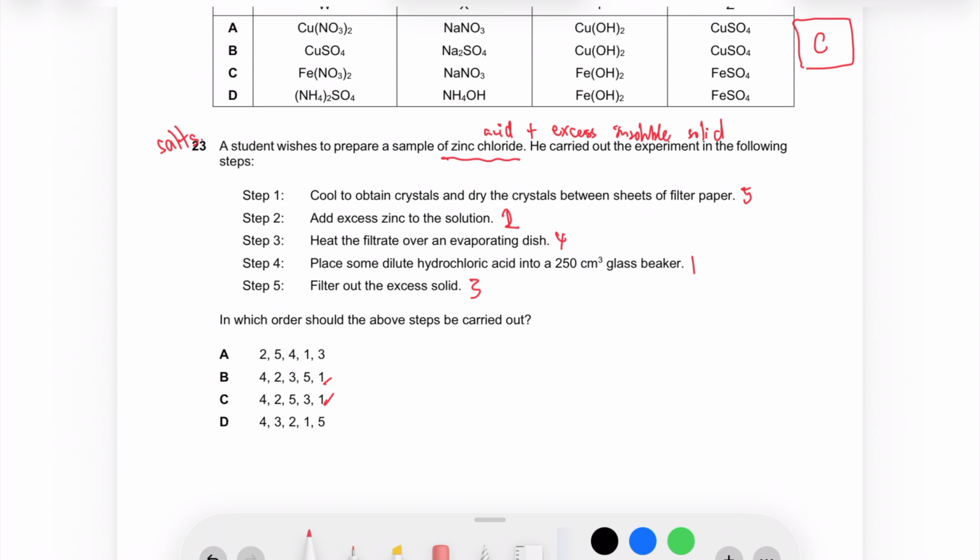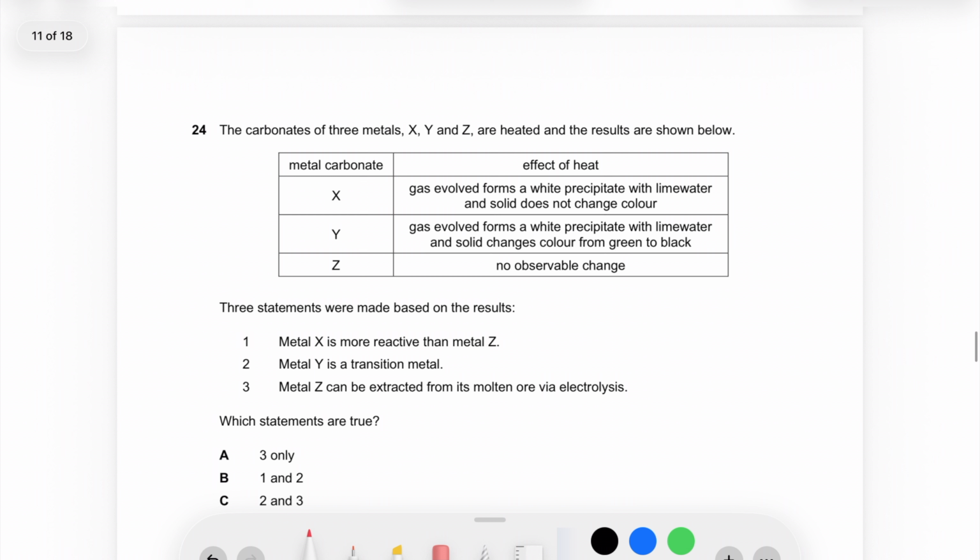Alright, so number 1 is the last step. 4, 2, 5. Yeah. So answer should be C. Okay, under salts. Moving on, question 24.